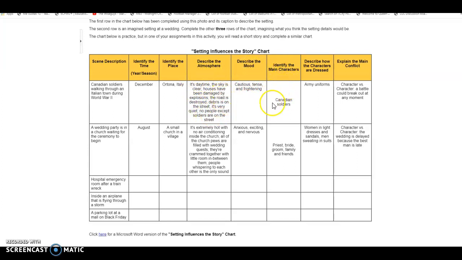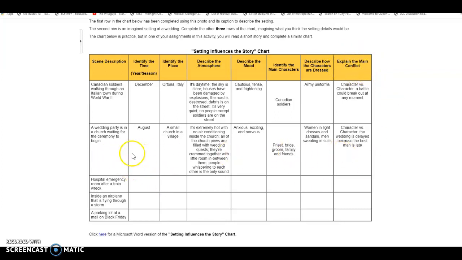Identify the main characters. Well, the main characters in this scene are the Canadian soldiers. Describe how the characters are dressed. That could play a part in setting in some ways. And in this case, they're dressed in army uniforms. And then what is the main conflict? Well, the main conflict in this case is that a battle could break out. So character versus character, soldiers could start to fight. And so setting can sometimes play a role in establishing the main conflict.